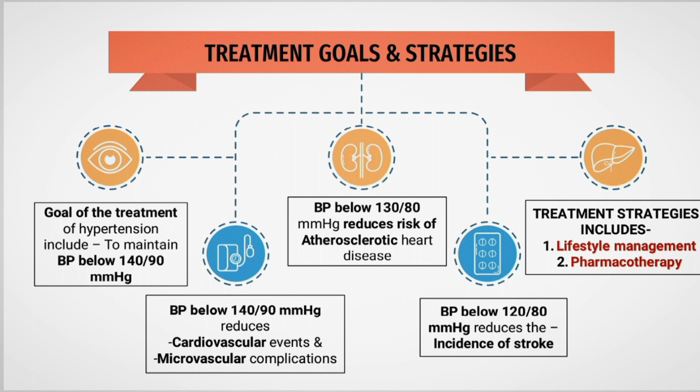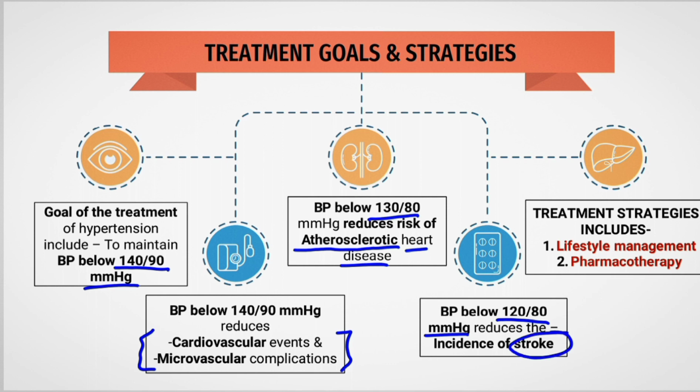Our goal of treatment in a patient with hypertension should be to maintain the BP below 140 by 90 mmHg. This will definitely reduce cardiovascular events as well as microvascular complications. If we maintain the BP below 130 by 80 mmHg, it reduces the risk of atherosclerotic heart disease. If the BP is maintained below 120 by 80 mmHg, it has been seen that it significantly reduces the incidence of stroke in a patient with diabetes. The treatment strategies in a patient with diabetes include lifestyle management and pharmacotherapy.